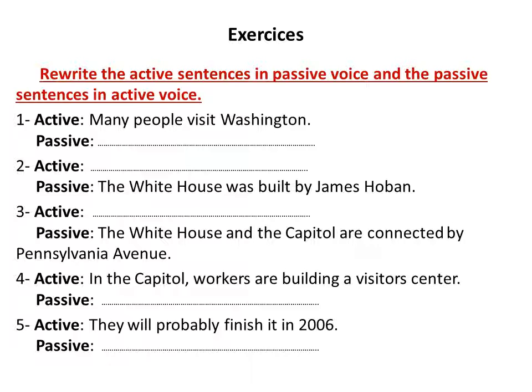Number 5. Here is an active sentence. They will probably finish it in 2006. How to make it passive? Let's search for the object. They will probably finish it. The object here is, yes, it. It will probably be finished in 2006.